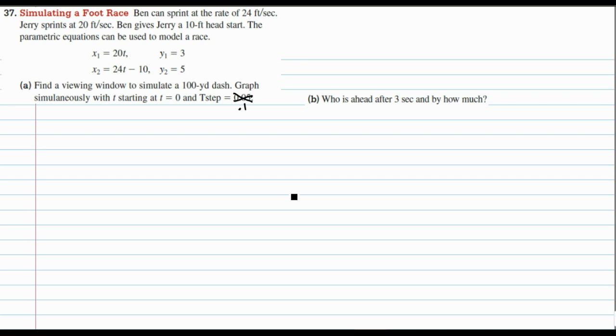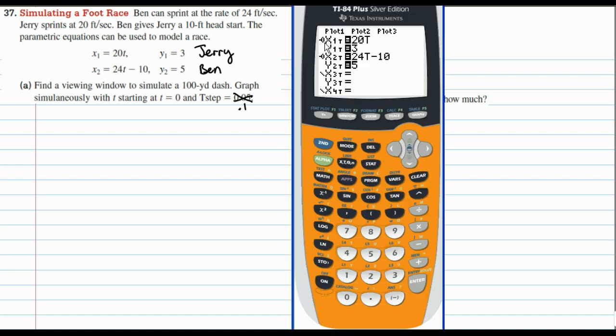The now try problem is simulating a foot race. Ben can sprint at 24 feet per second. Jerry doesn't sprint quite as fast, but Ben gives Jerry a 10-foot head start. The parametric equations can be used to model the race. So basically, you've got Jerry here who's going to sprint faster, and Ben who has 10 feet less to travel than Jerry does. When I put my functions into the y equals, I want to have the circles representing Ben and Jerry running so I can see that happen.